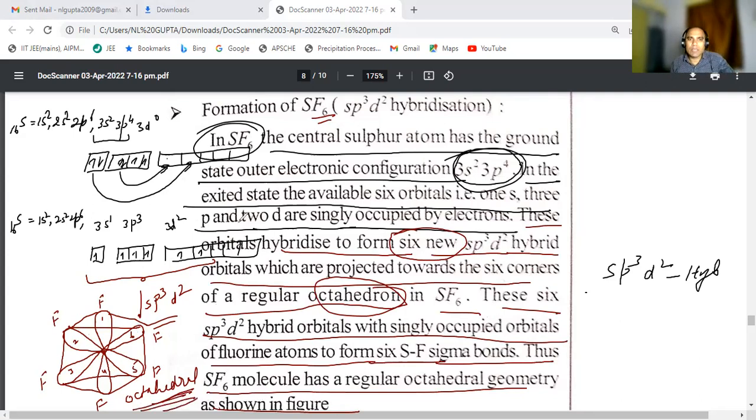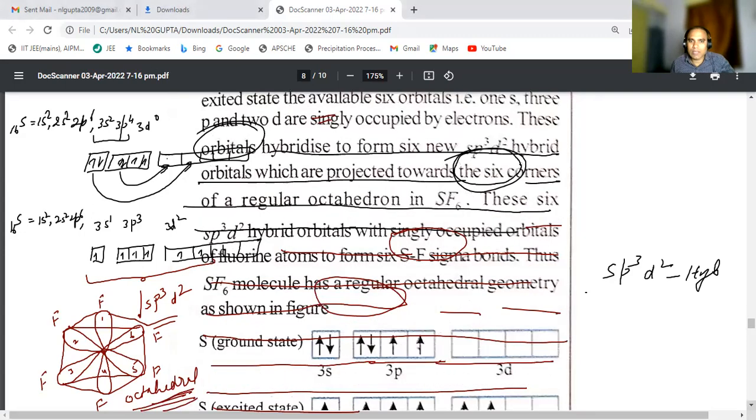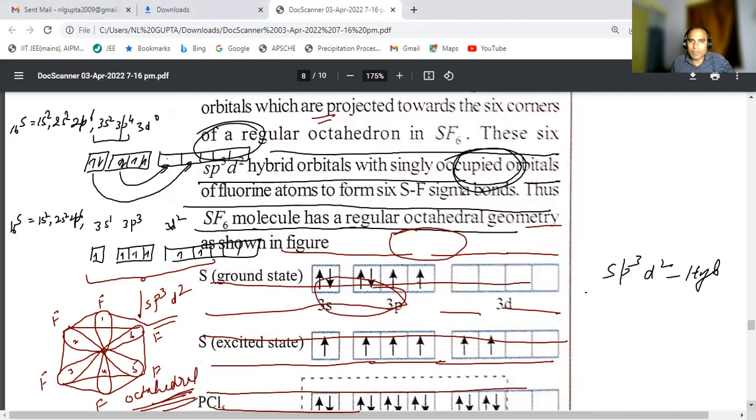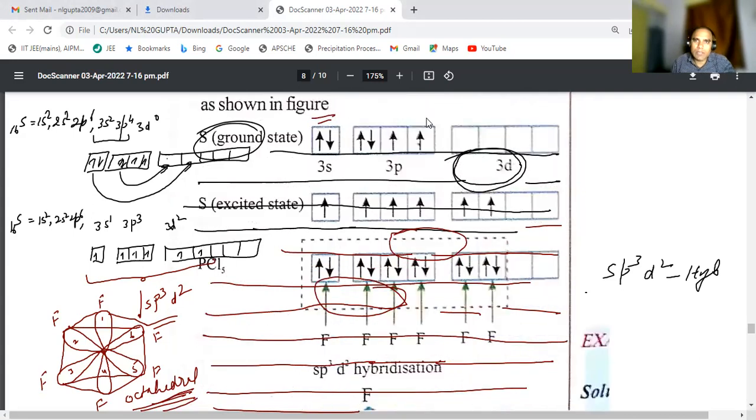Can you understand this one, the SF6 molecule? Yes, sir. Okay. I'm going a little bit faster because your syllabus is going slow, so we are going fast. Yes, sir. No problem, sir. So here, try to understand a little bit.